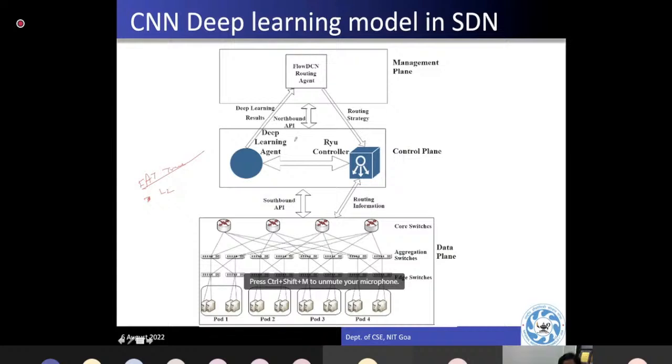So how can it make a better decision in real time? Through deep learning. This is the deep learning agent, which we have deployed at the controller, in the control plane, and we are giving the decisions to the routing as input parameters. Based on that, the routing agent, which is in the management plane, takes the decisions and sends them to the controller, and the controller sends those decisions to the flow table, which is in the data plane. So this is our proposed idea, and we have implemented it in more detail.